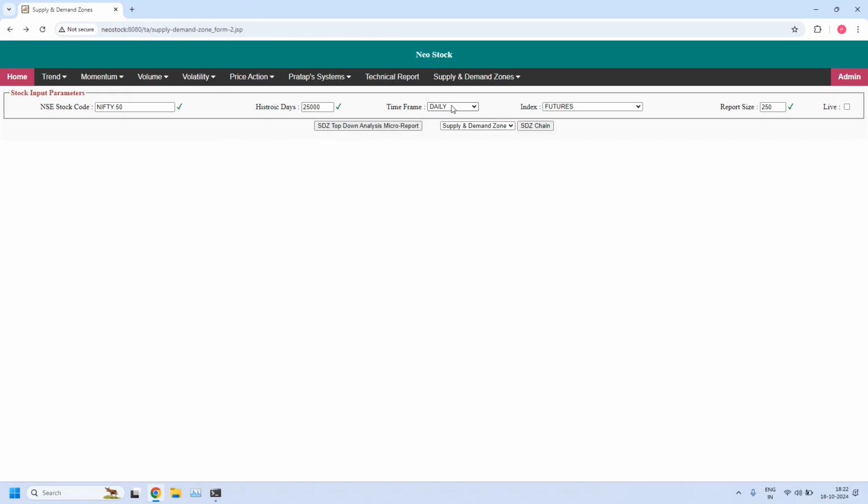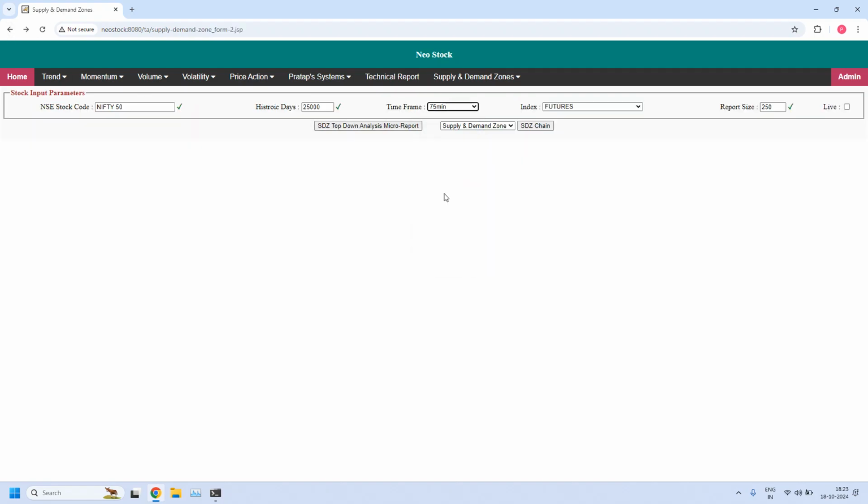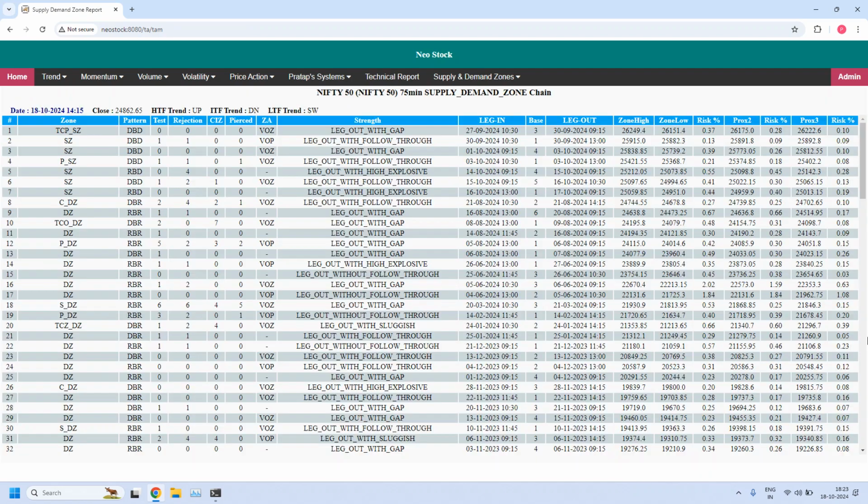Okay, next time frame is 125 minutes. I am generating 125 minutes supply demand zone chain for NIFTY. Okay, next time frame is 75 minutes. I am generating 75 minutes supply demand zone chain for NIFTY.